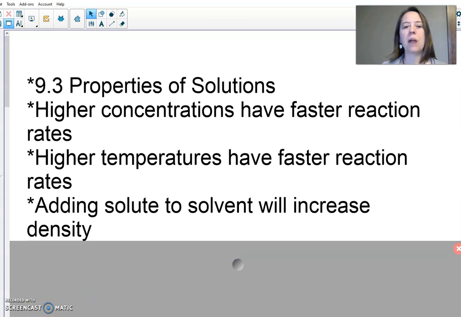And another property of solutions is that adding solute to the solvent will increase the density. So this seems pretty common sense. So if I have salt and I add 1 cup versus 3 cups, the 3-cup solution of salt will be more dense than the 1-cup solution because it has more solutes in it.